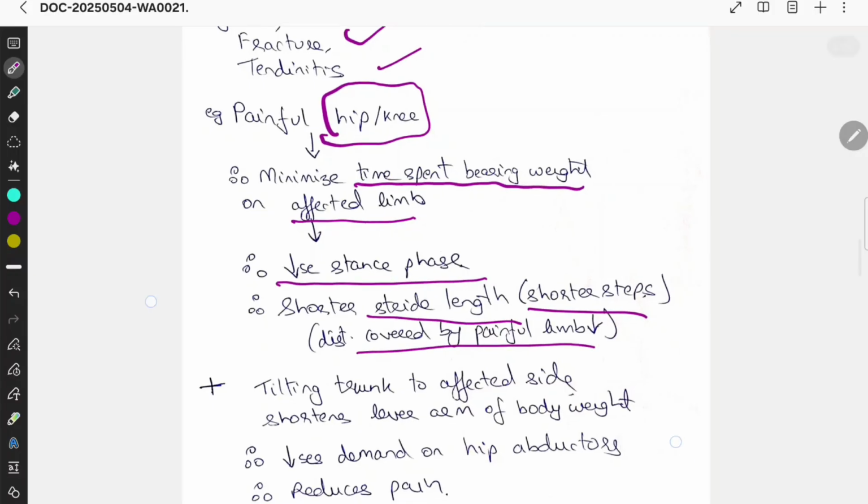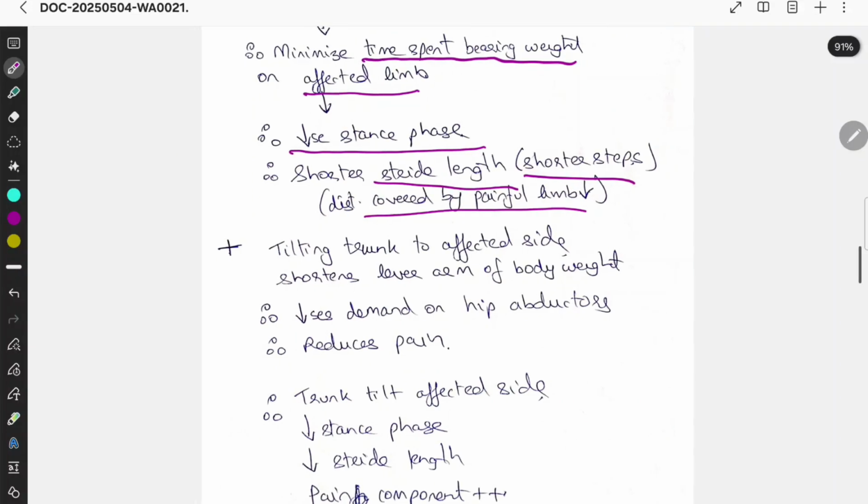Okay. Additionally, tilting of the trunk to the affected side. Okay, so this is very confusing. I'll explain you why. So logically, what do you think? The right side is painful, so to decrease the pain on the right side, the body tries to shift the trunk to the left side, but it is wrong. The body tries to shift the trunk to the affected side. Why? I'll explain you. The body tries to shorten the lever arm of body weight.